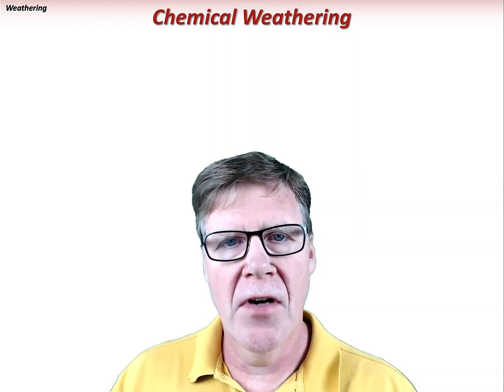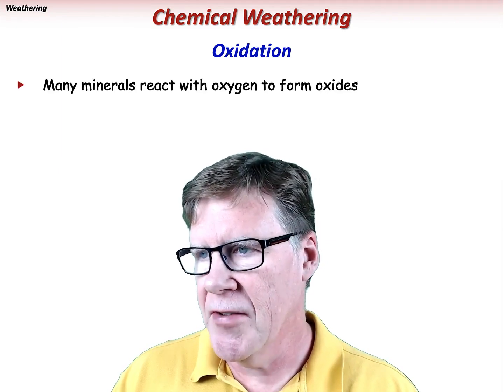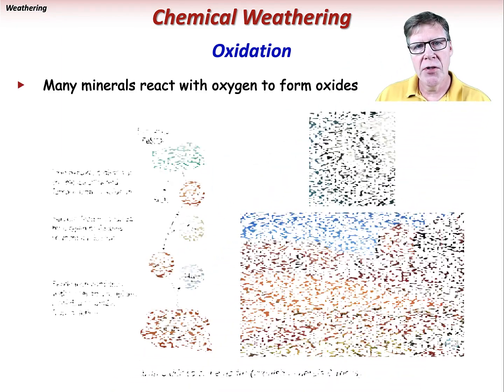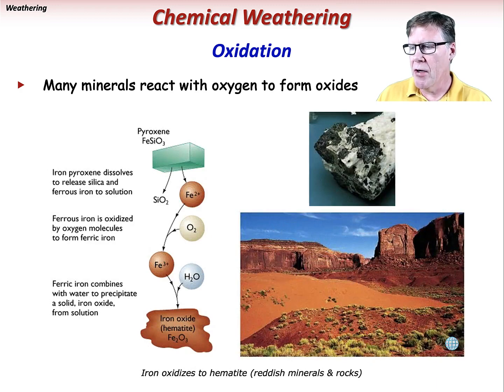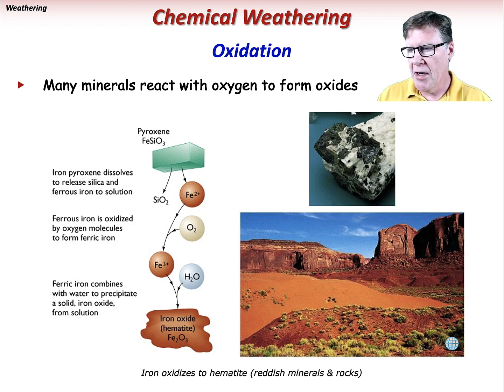Through the process of oxidation, many minerals react with oxygen to form oxides. Dissolution of iron-rich minerals produces iron that can combine with oxygen from the air or water to form iron oxides, like the mineral hematite. This is essentially the process of rusting. These iron oxide-rich sands are located in Monument Valley.